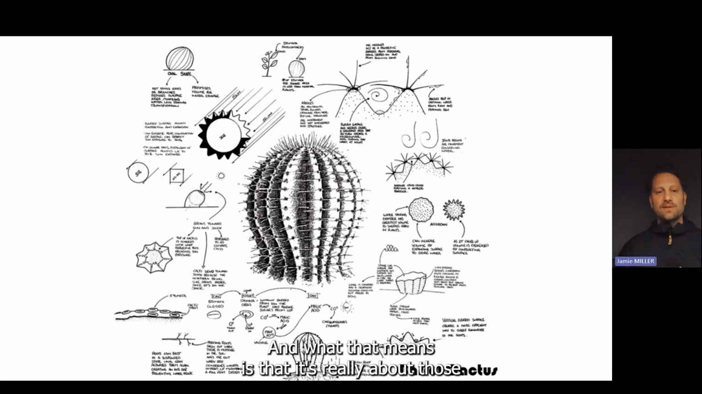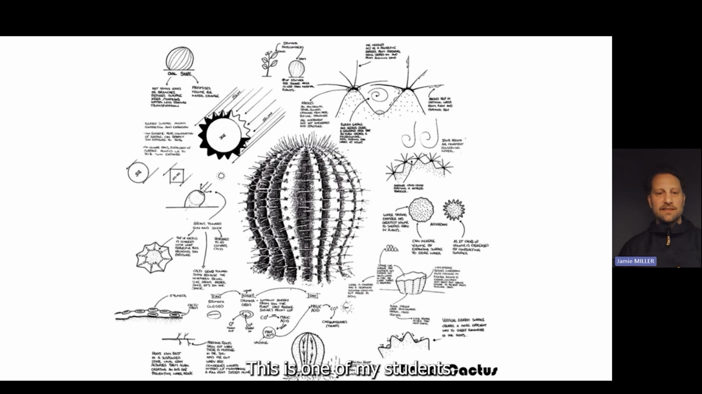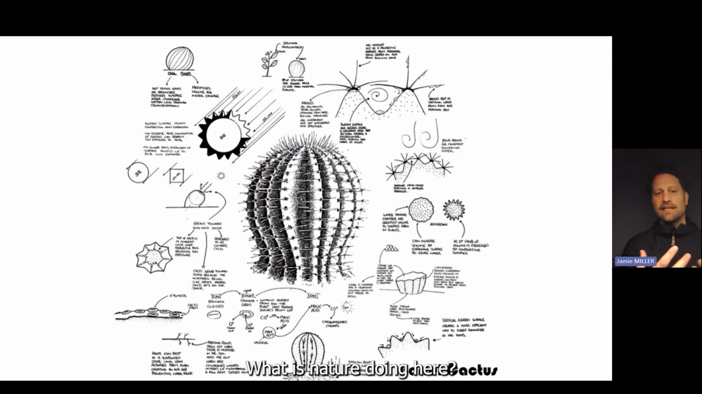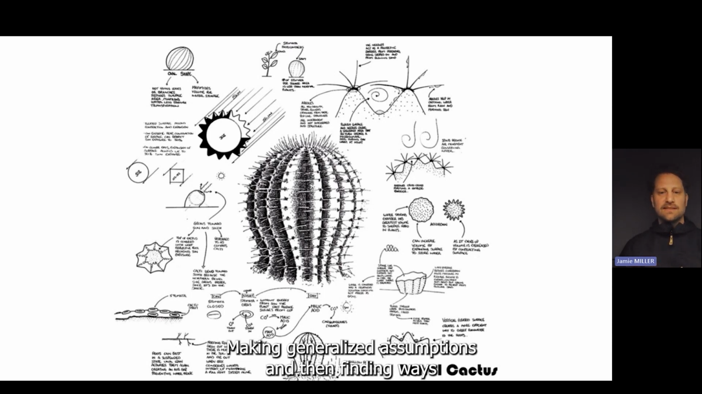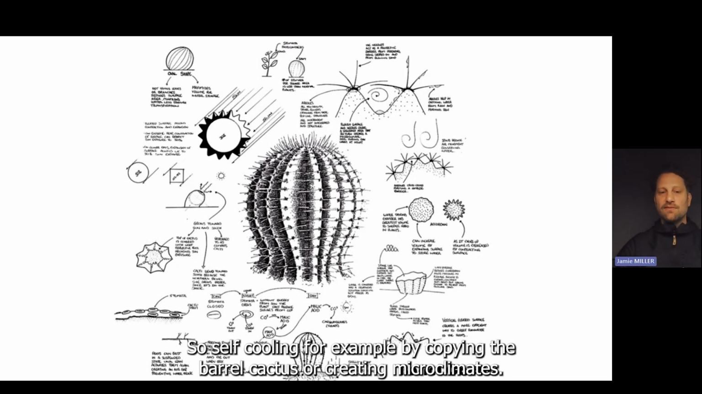What that means is that it's really about those who just study with nature or get obsessed with nature. Think of those questions you had as a 5-year-old, like how does a cat jump so high, or how can an ant carry so much load? It's when you take that problem or that kind of inspiration and just sit with the natural organism or the natural system and start to abstract into a design challenge. This is one of my students who took a barrel cactus and applied that reverse methodology to say, what is happening here? What is nature doing here? Making generalized assumptions and then finding ways of those technologies applying to a built environment. So self-cooling, for example, by copying the barrel cactus, or creating microclimates.